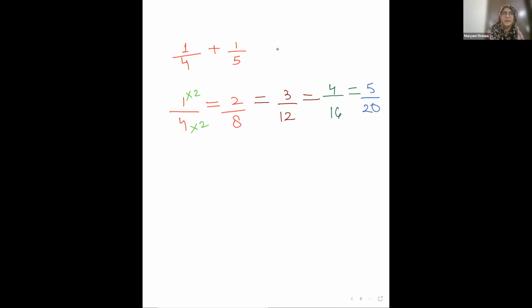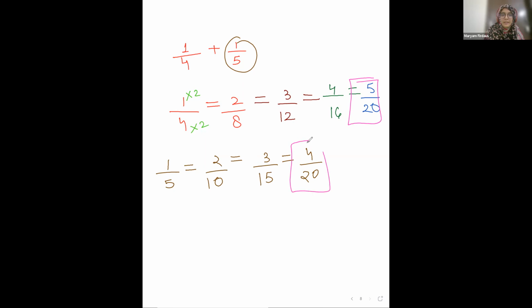Similarly, the same thing you can do for 1 by 5. You can make it 2 by 10, 3 by 15, 4 by 20. They are all equal. So then I look at them and I say, oh, wait, I have 5 by 20 and 4 by 20. My original fractions, I have not changed them. It's the same thing. Instead of 1 by 4, I can write 5 by 20, and instead of 1 by 5, I can write 4 by 20, because it's the same thing. So I will just add 5 by 20 and 4 by 20, and then I will get 9 by 20.